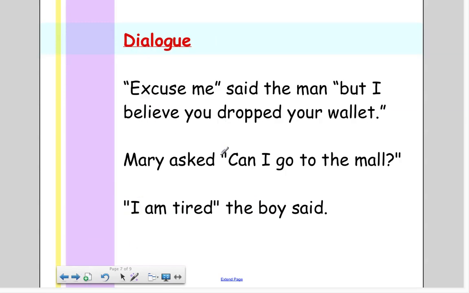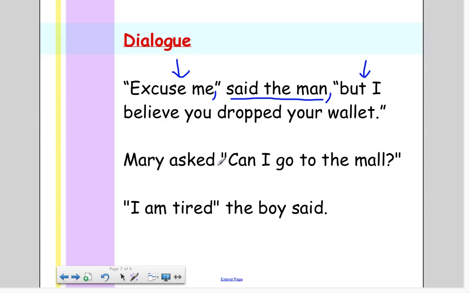The next rule is for dialogue. Dialogue can be used in several different ways. "Excuse me," said the man, "but I believe you dropped your wallet." The part that we have in quotes, that's the part that's actually said. And we want to break that apart from what isn't said. We didn't say, said the man. So we need to break it off with commas. "Excuse me," comma, said the man, comma, "but I believe you dropped your wallet." See how we separated this information from what was actually said? Let's look at the next one.